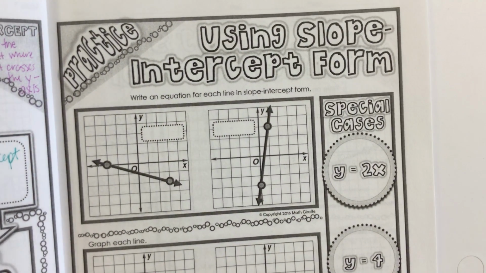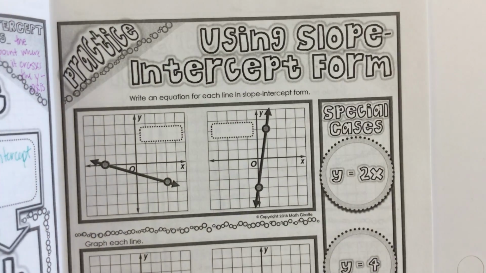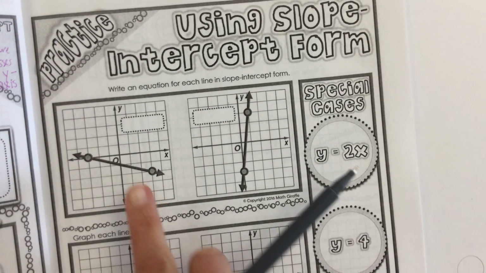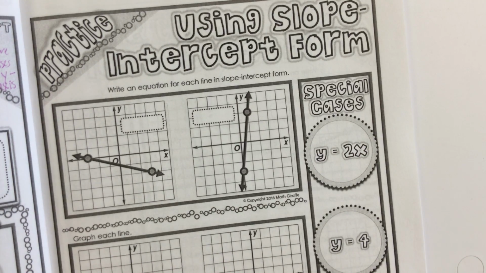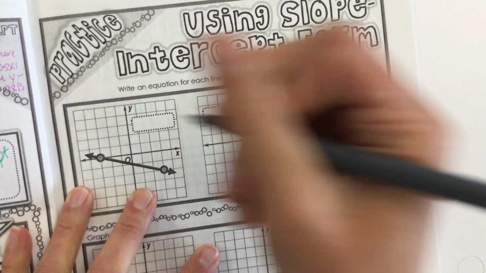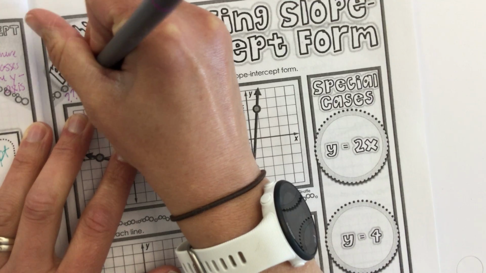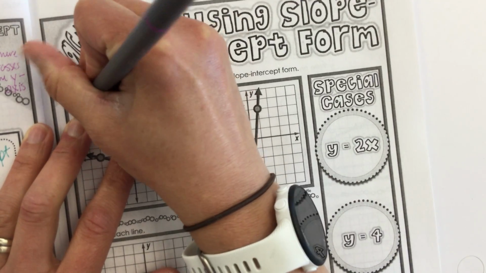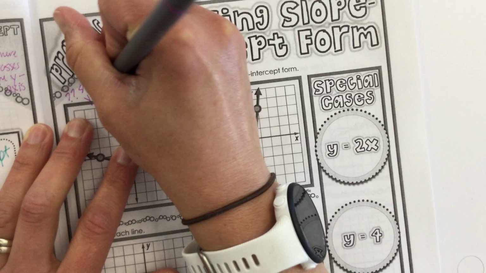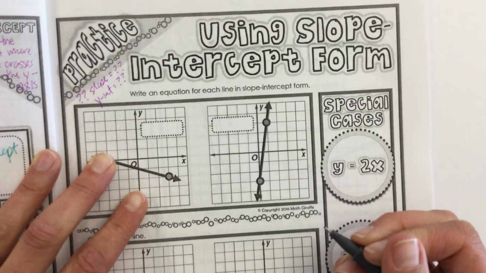On the next page, they have 2 problems where we need to write the equation and 2 problems where we're going to graph the line. So if you are asked to write an equation, you need to pick out 2 things. You need to pick out the slope and the y-intercept. So basically you're asking yourself, what is the slope and what is the y-intercept? The m and the b, that's what you would define.